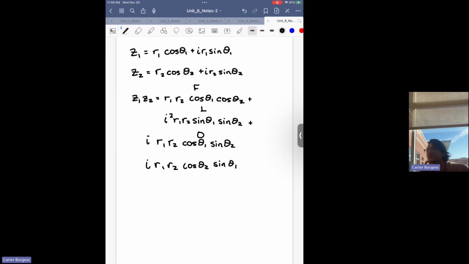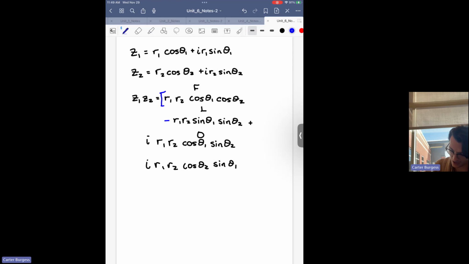Like, what do you mean? I thought you said this was going to be easy. I thought you said this is going to be nice. And it actually ends up being fairly nice. What is i squared? Negative 1. So this is really like subtracting this second term here. We only see this i squared, so this is like subtracting what we have here.